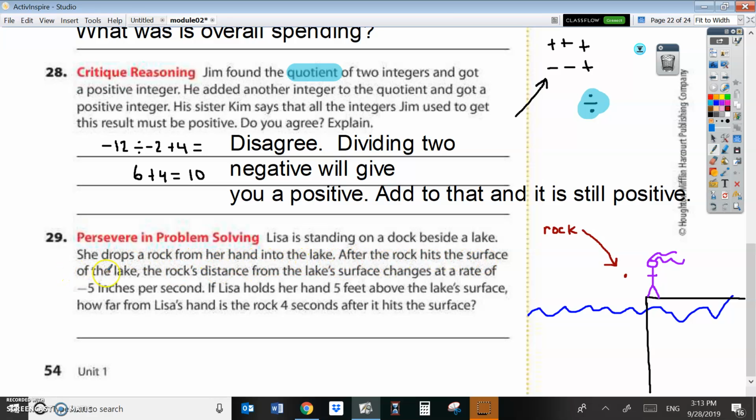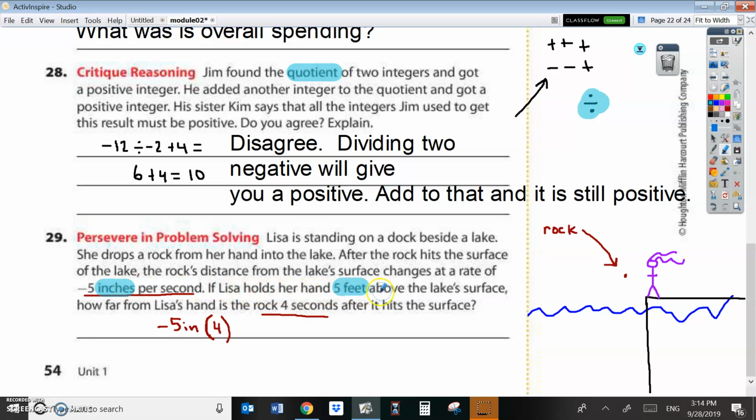After the rock hits the surface of the lake, the rock's distance from the lake surface changes at a rate of 5 inches per second. Okay, so we've got 5 inches per second, and it's 4 seconds. So times that by 4. If Lisa holds her hand 5 feet, alright, so that's different. Feet, 5 feet here, and inches here, so be careful.